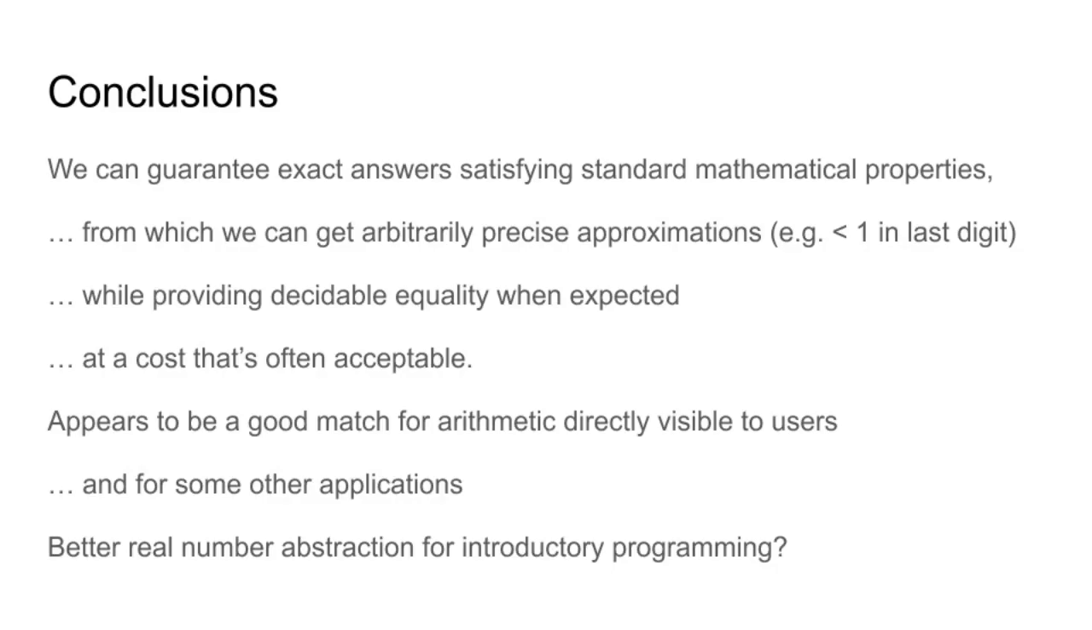So in conclusion, we provide exact answers with the expected mathematical properties, and we provide decidable comparisons in cases in which people normally expect that, all sufficiently fast to make this usable for the applications which we targeted. This raises interesting questions about where else this might be usable. It would be interesting to think about this, for example, in an introductory programming class, so students don't have to learn about floating point arithmetic before they can do arithmetic on real numbers.